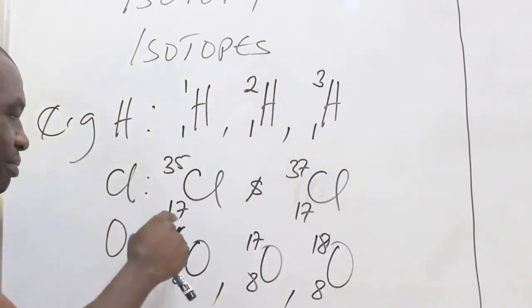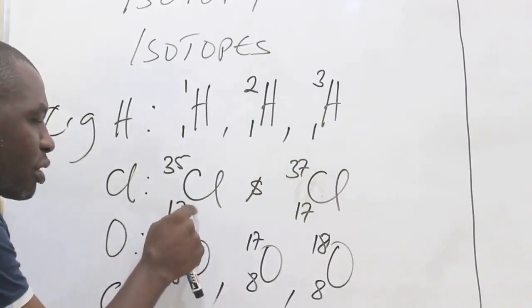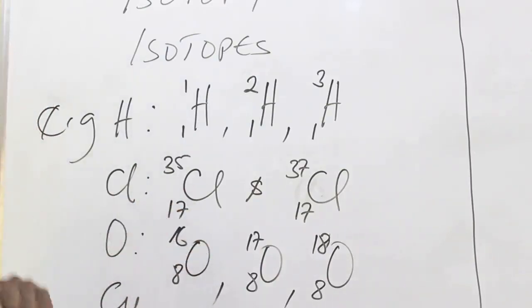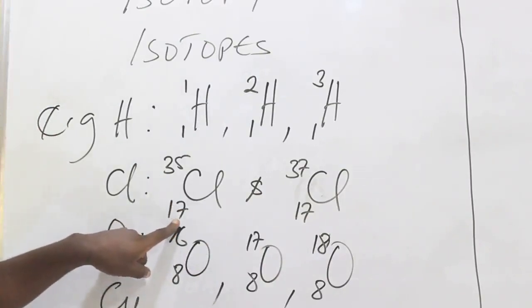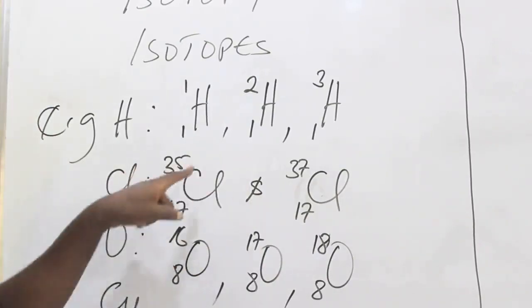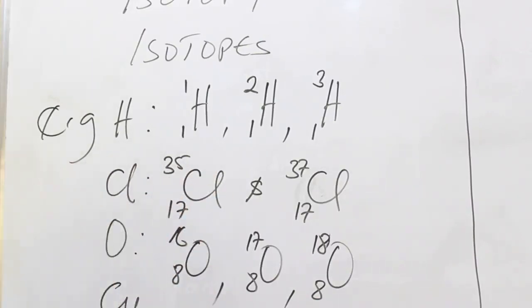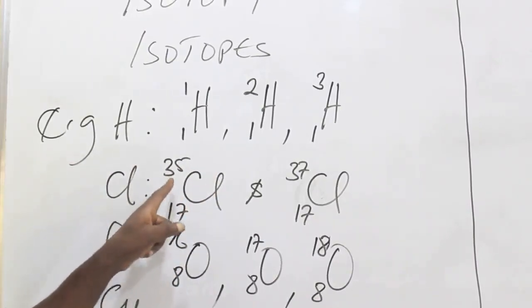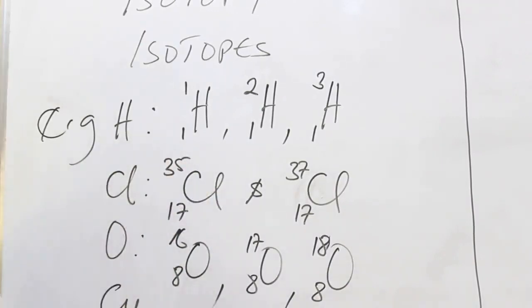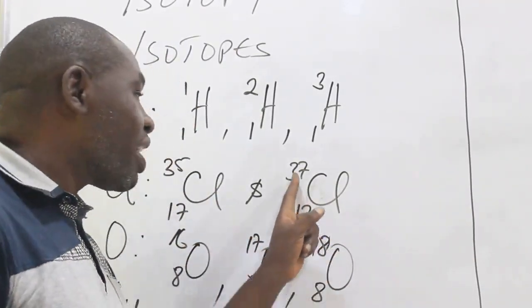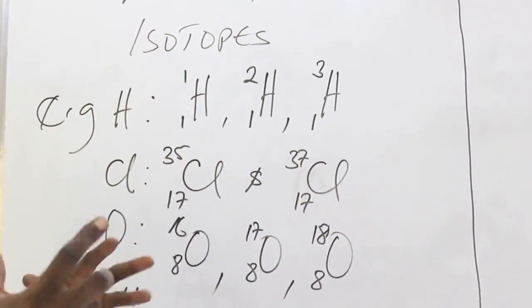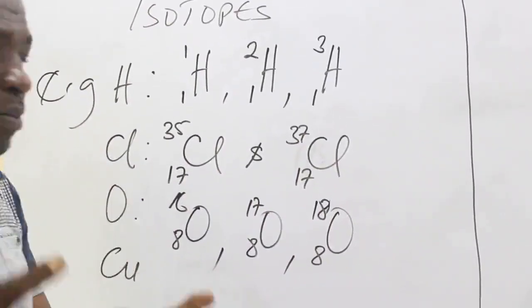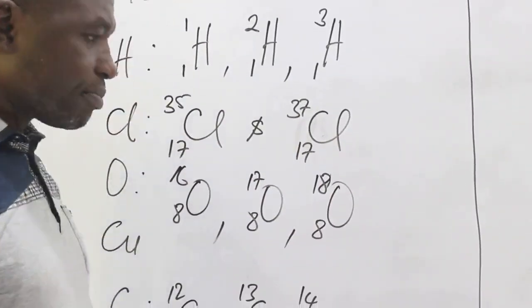If you are asked how many neutrons are in this isotope, all you need to do is to subtract the atomic number, which is the number of protons, from the mass number. Your answer will be the number of neutrons. In this case, if you do it correctly, you find out that this one has 18 as its number of neutrons. And if you do the same thing here, you find that this one has 20. So what is responsible for the differences in their mass number is the number of neutrons.